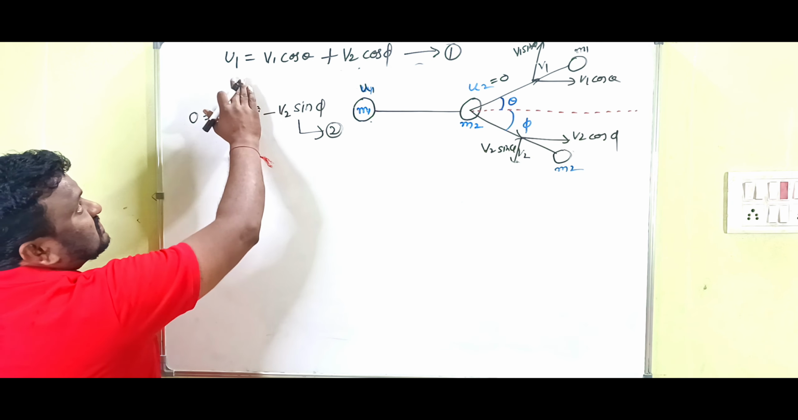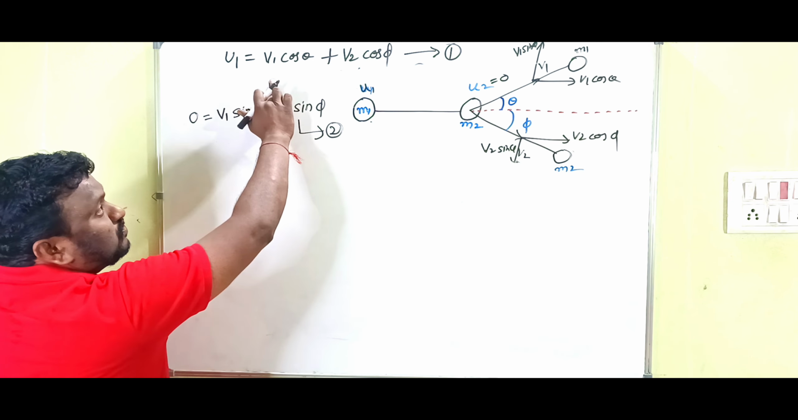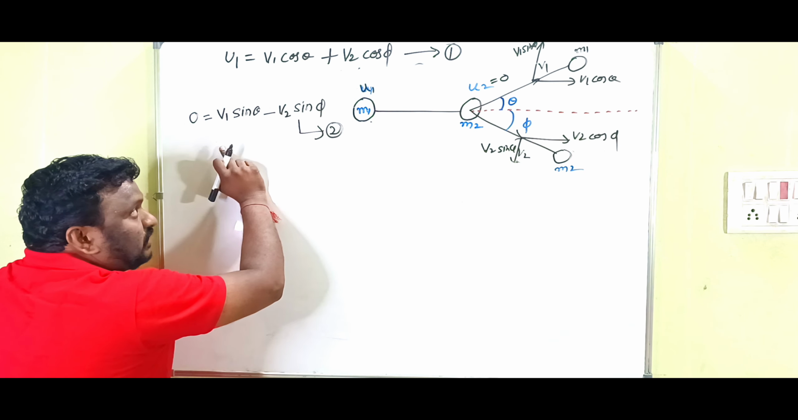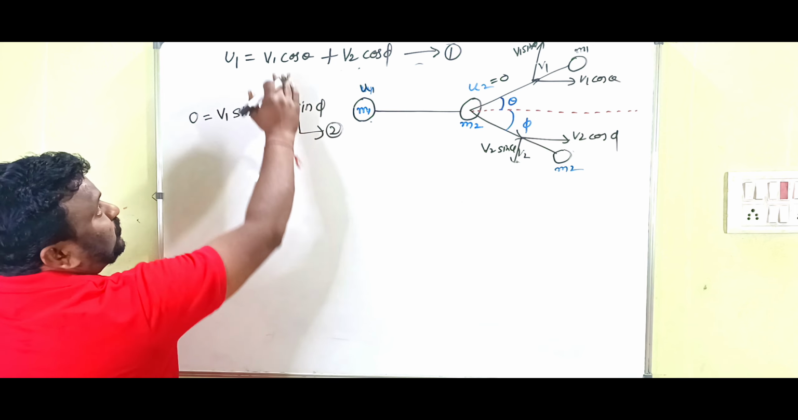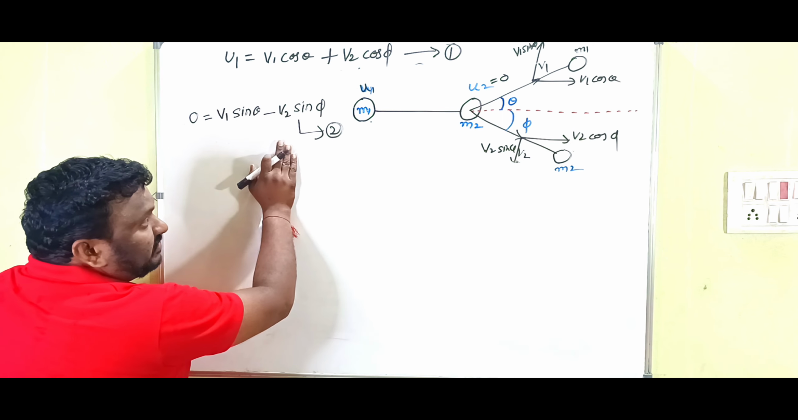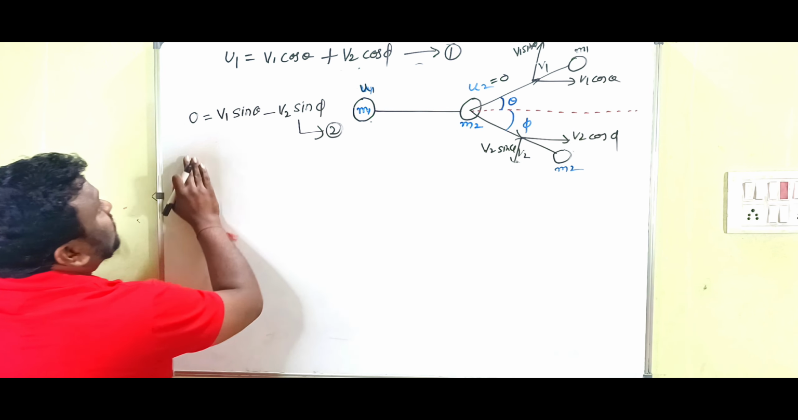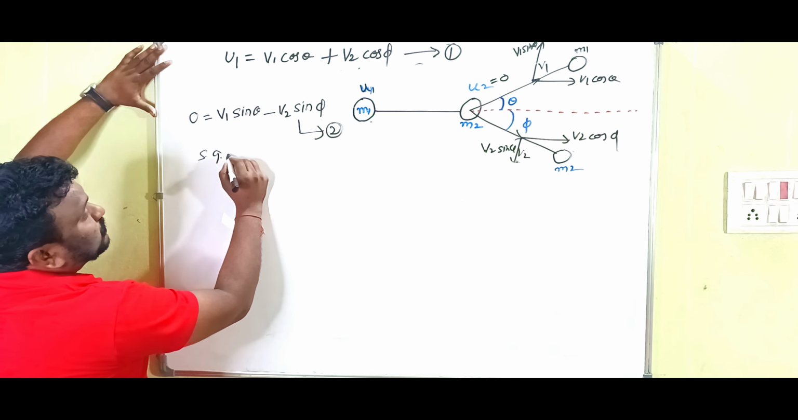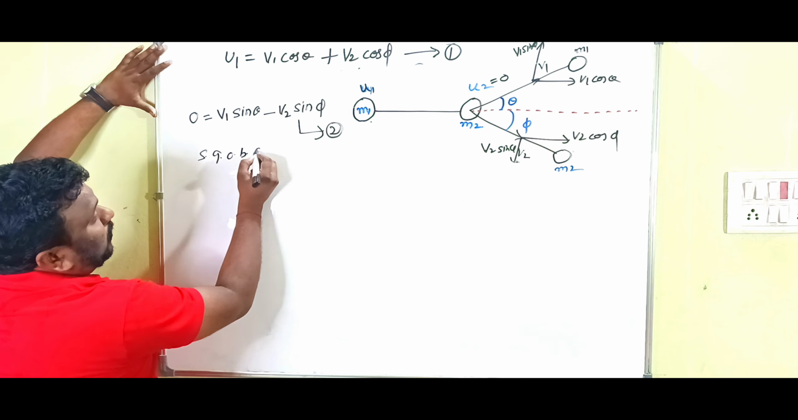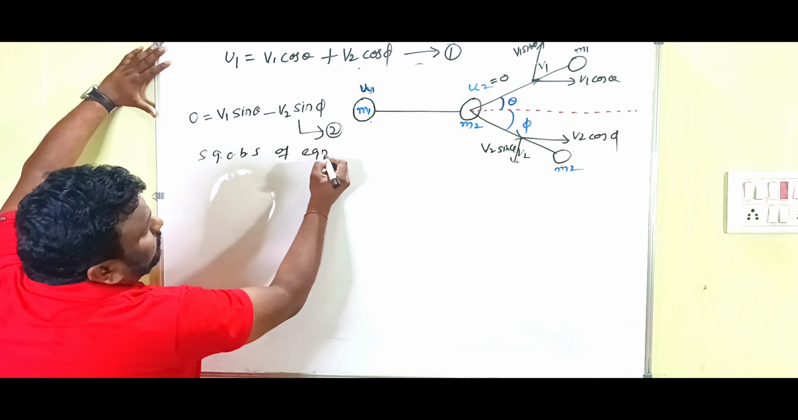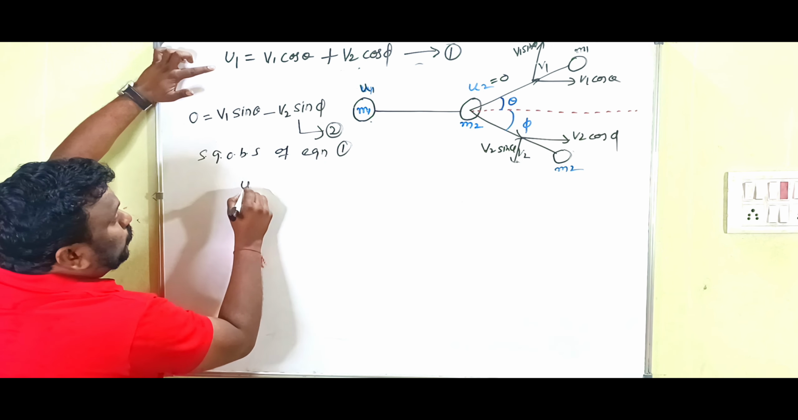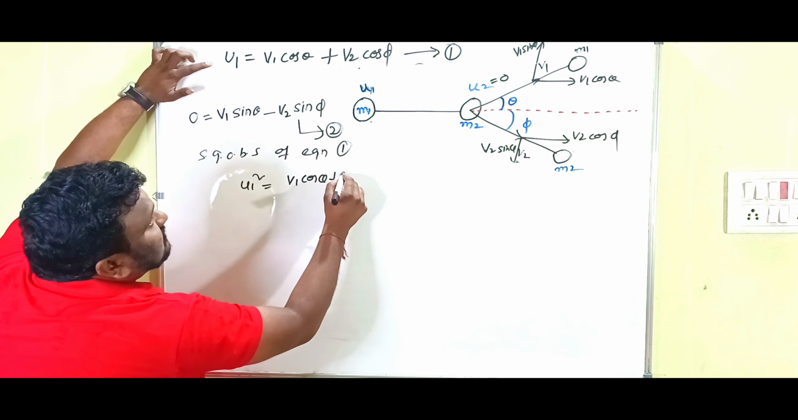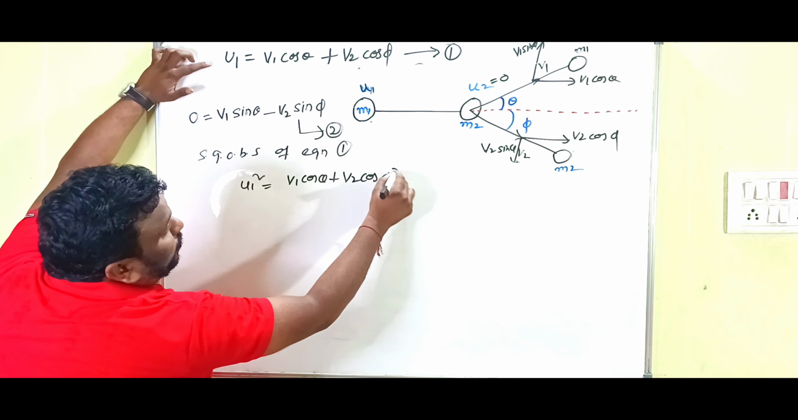So this is according to the law of conservation of momentum with respect to the x-axis, and this is the law of conservation of momentum along the y-axis. If we add them, we get the total value of conservation of momentum. So first, squaring both sides of equation number 1, what do you get, children? u1 square is equal to v1 cos theta plus v2 cos pi whole square.